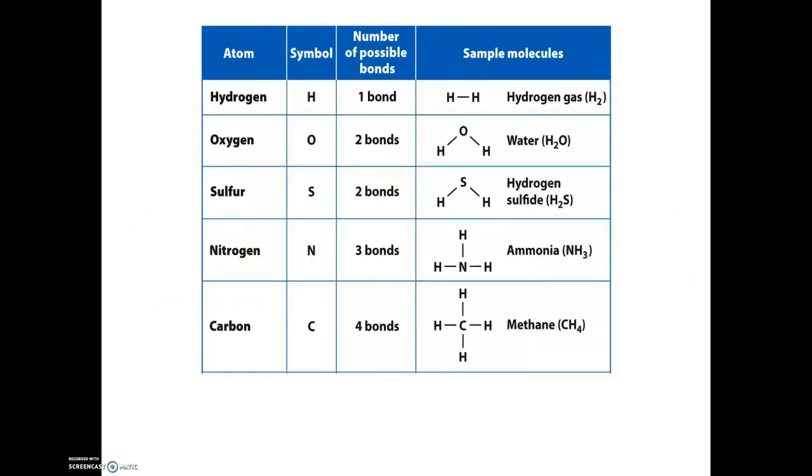So different elements can form different numbers of covalent bonds depending on their starting number of electrons. We'll talk more about the different types of covalent bonds in the next video.